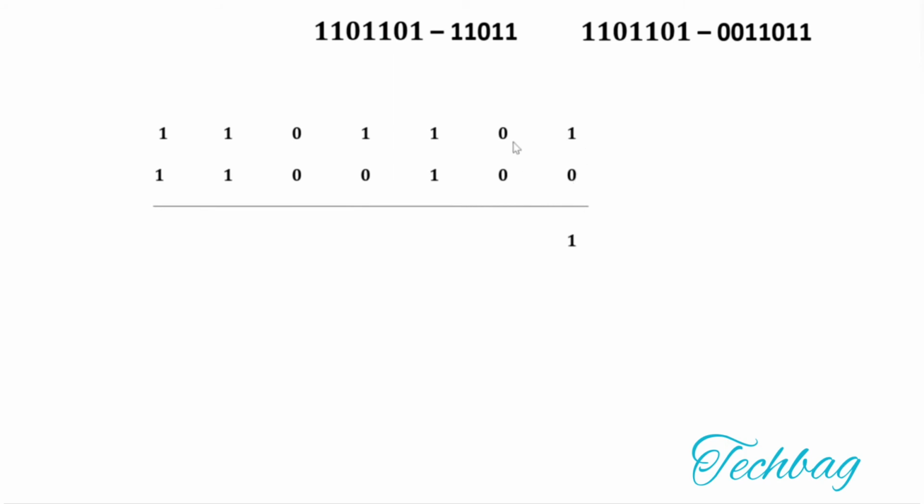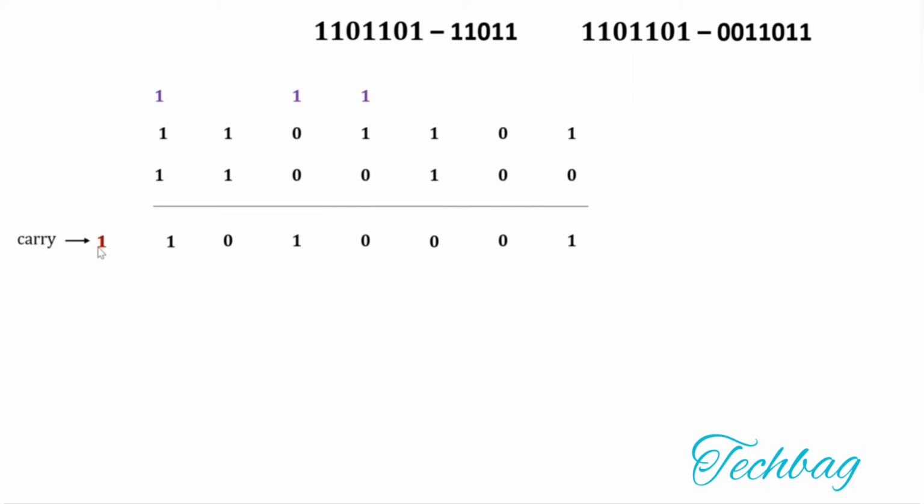1 plus 0, 1. 0 plus 0, 0. 1 plus 1, sum 0, carry 1. Here 1 plus 1, again sum 0, carry 1. 1 plus 0 plus 0, 1. 1 plus 1, sum 0, carry 1. 1 plus 1 plus 1, then sum 1, carry 1. Here we get an end carry. That is, we get a carry at the most significant bit.